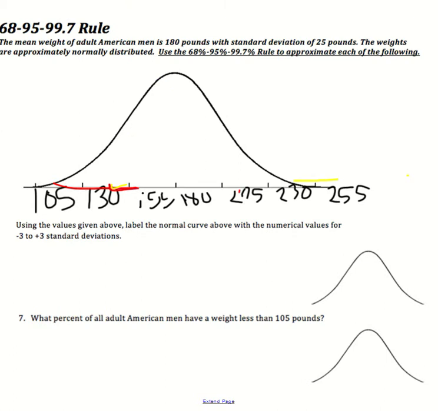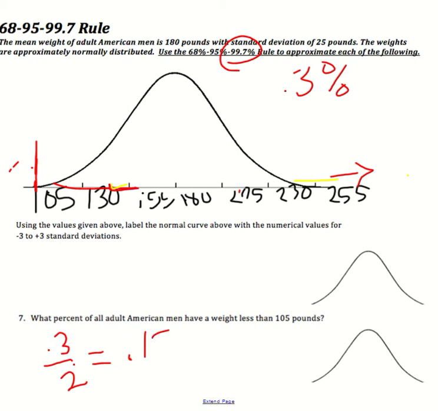Here I just copied that density curve onto another slide. The question is what percent of all adult American men have a weight less than 105 pounds? Remember, 105 pounds is 3 standard deviations away from the mean, and so that's that 99.7. So if we think about that, there's 0.3% that's going to be less than and greater than those standard deviations. We want half of 0.3%. So we take 0.3 divided by 2, and we get 0.15% of our data.